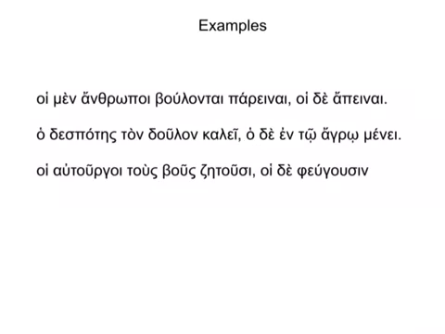In this video I'll be talking about Greek article use, specifically when it's used at the beginning of a clause. So here are a few examples in Greek. Our first sentence is hoi men anthropoi boulontai parenai hoi de apenai. This means the people wish to be present, but some to be absent. Really, we might more accurately translate this as some people wish to be present, but others wish to be absent.